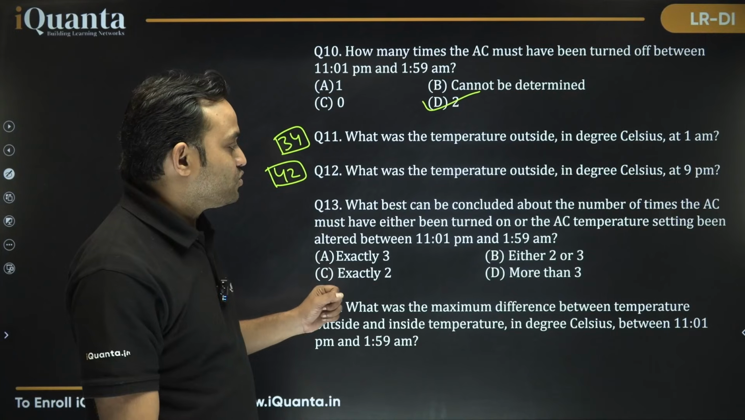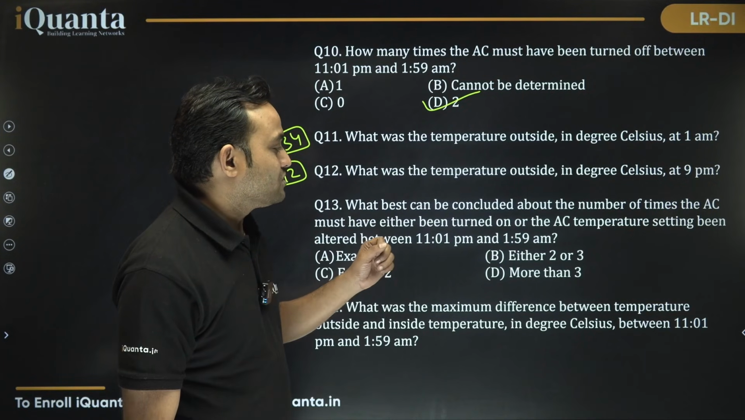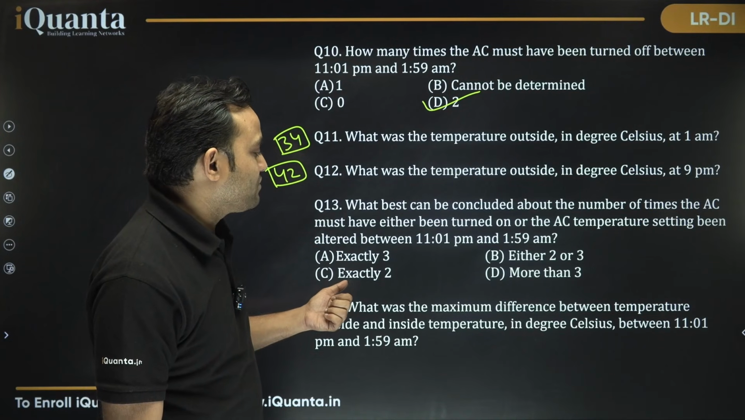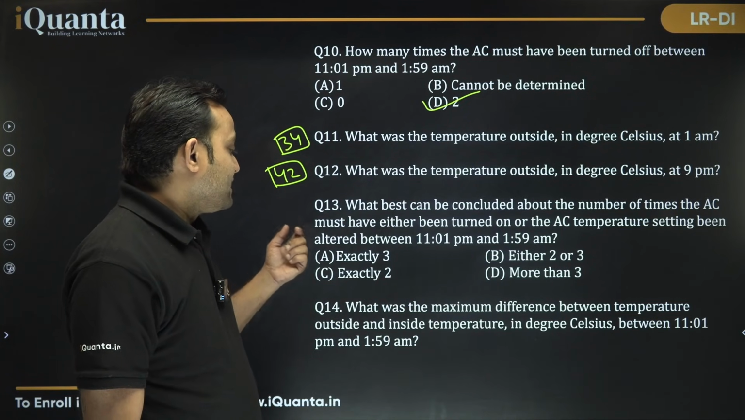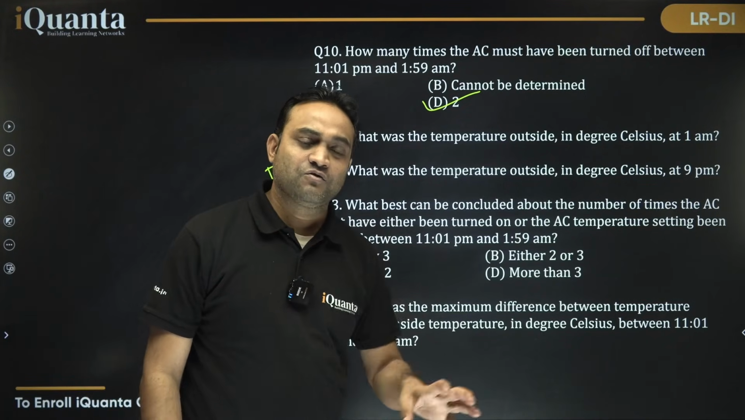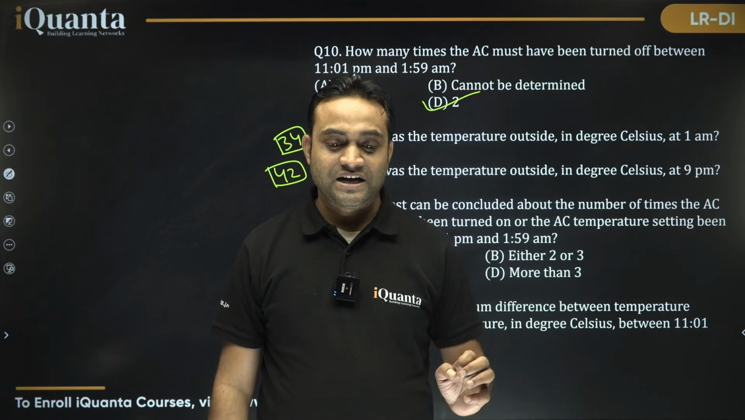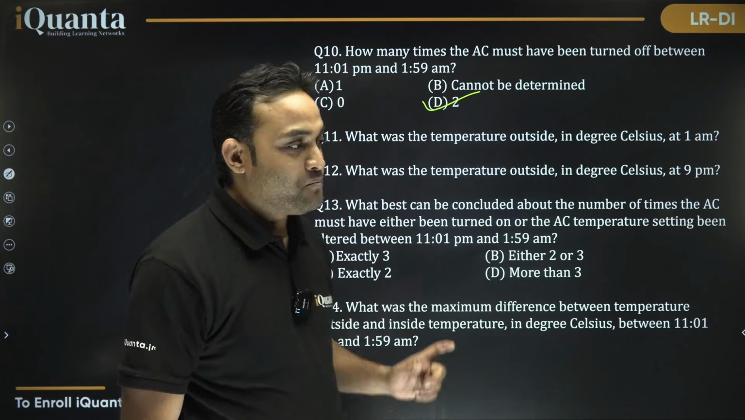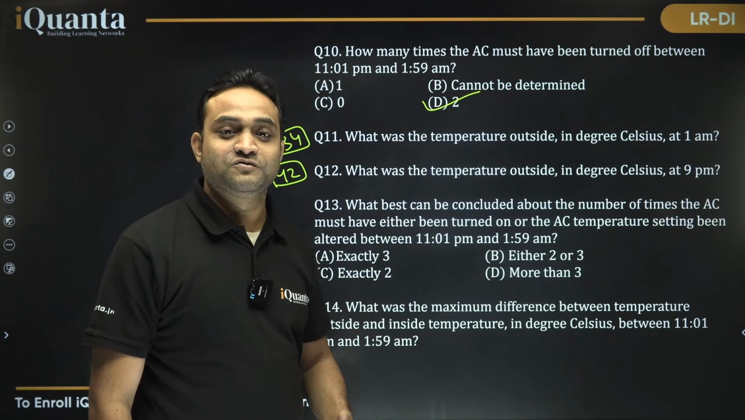What best can be concluded about the number of times the AC must have been either turned on, or the AC temperature setting been altered between 1 p.m. and 11:59 a.m.? Exactly 3, exactly 2 or 3, exactly 2, more than 3. Now, if this question was not here, there was nothing amazing about this set. This set would have been considered a very easy set. But this one question makes it so interesting. If you want to avoid this question, then again, this set is very easy for you.